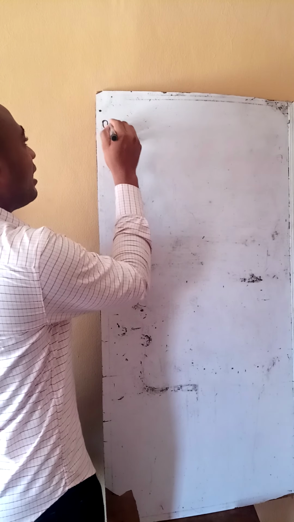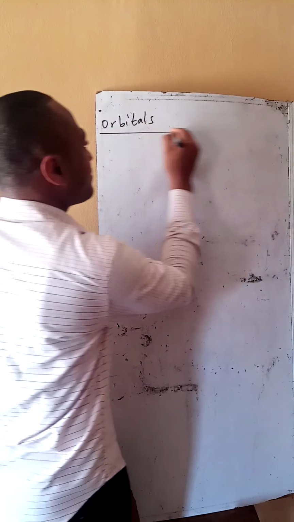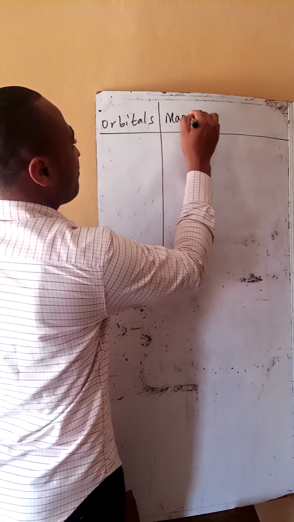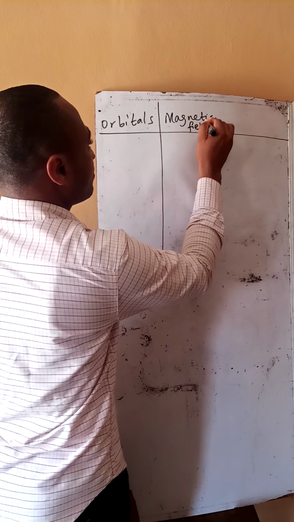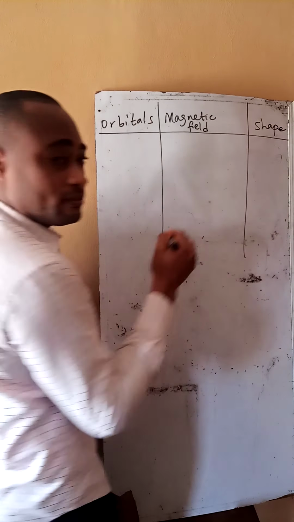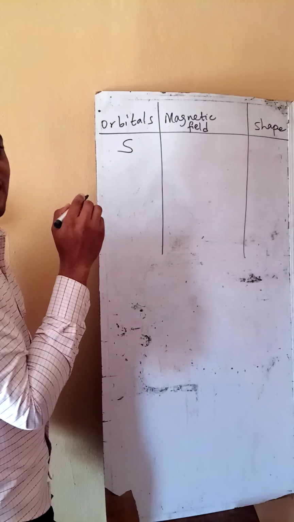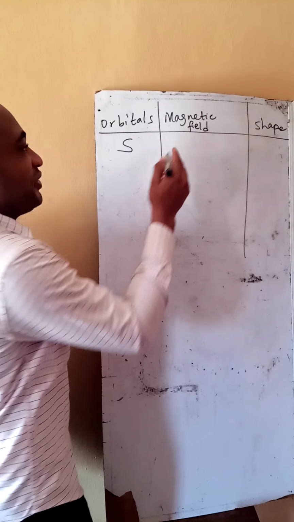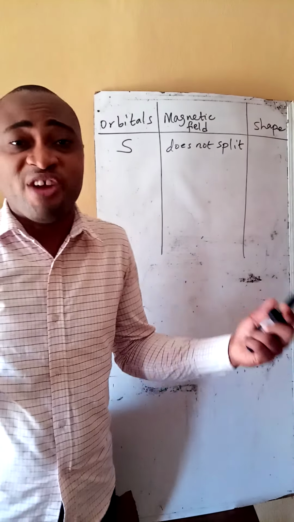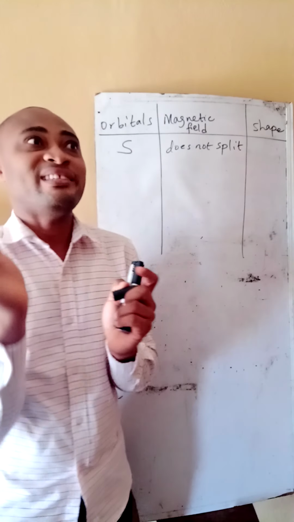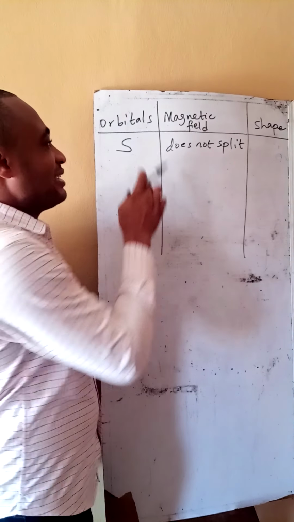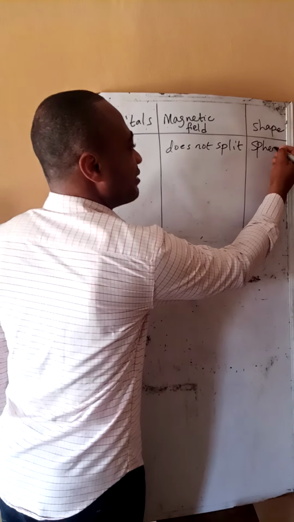Look at this. Let me just divide this. I have orbitals in a magnetic field. And over here, let me just put the shape. Now, my S orbital, that's the sharp. If you place it in a magnetic field, it does not split. It will just remain with the same orientation, just keep swirling around without a splitting pattern. So, it will not split. And that's why the shape of this is spherical.